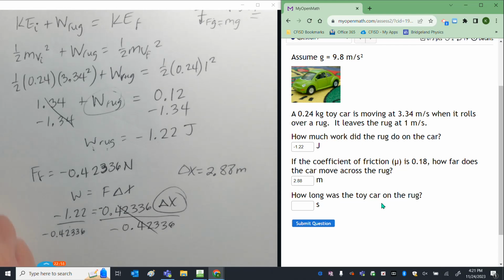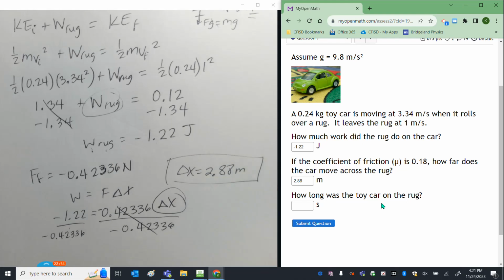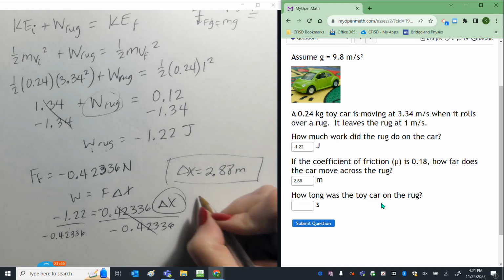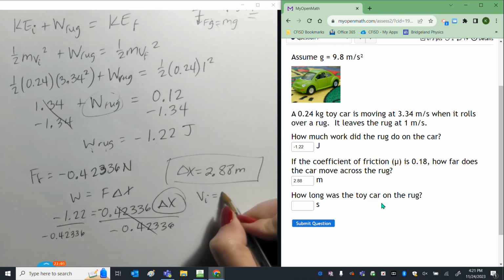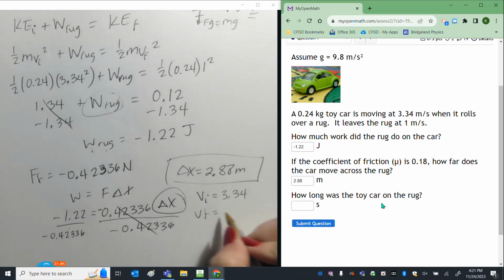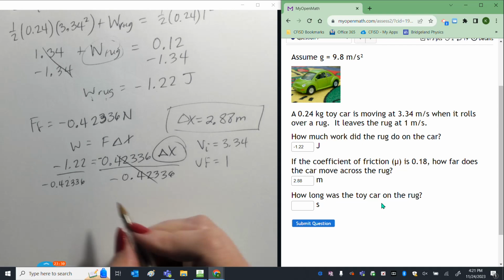How long was the car on the rug? Okay, well now we have delta x. We have an initial velocity and a final velocity. VI was 3.34, VF was 1. Again, those are in the question. And so we have information that we can use with our kinematic equations in order for us to find this. We can also use the equation from last unit, F times T equals M times delta V. Either of those is going to work. I'm going to go ahead and use a kinematic equation, but again, there's more than one way to do this.